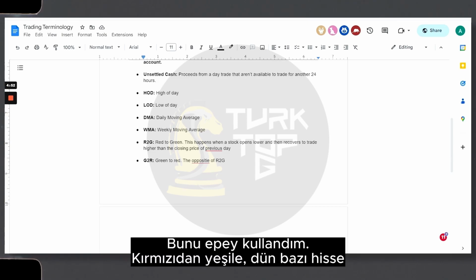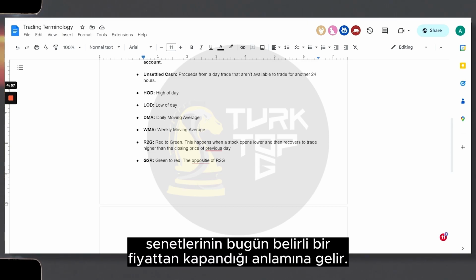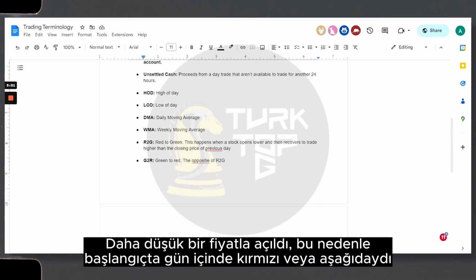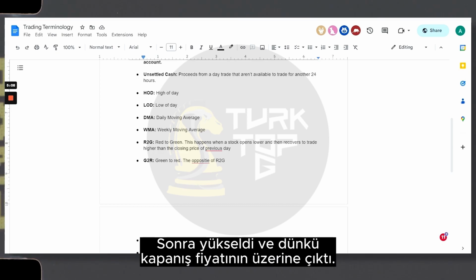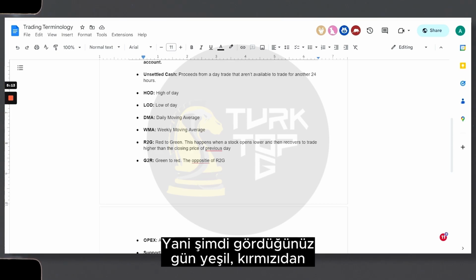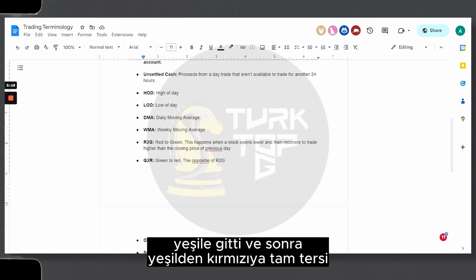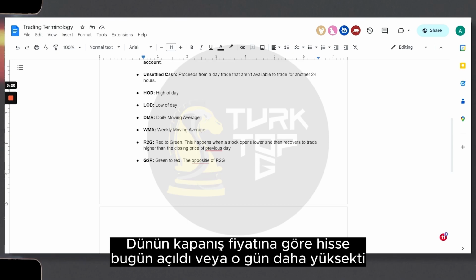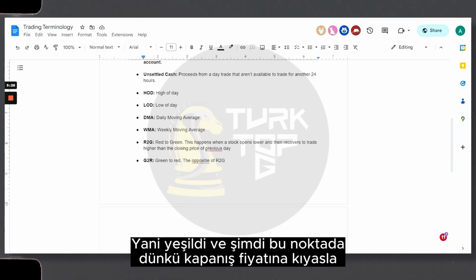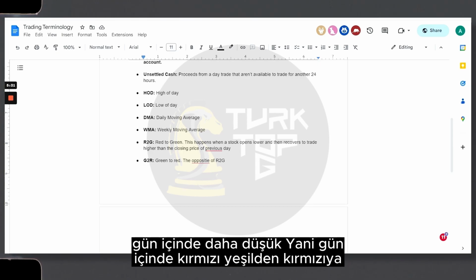It means red to green. What it means is yesterday some stock closed at a certain price. Today it opened at a lower price. So it was initially red, or down, on the day. Then it went higher and went above the closing price of yesterday. So now it's green on the day. You see, it went from red to green. And then green to red is the exact opposite. Based on yesterday's closing price, the stock opened today higher on the day. So it was green. And now at this point it is lower on the day compared to yesterday's closing price. So it's red on the day: green to red.